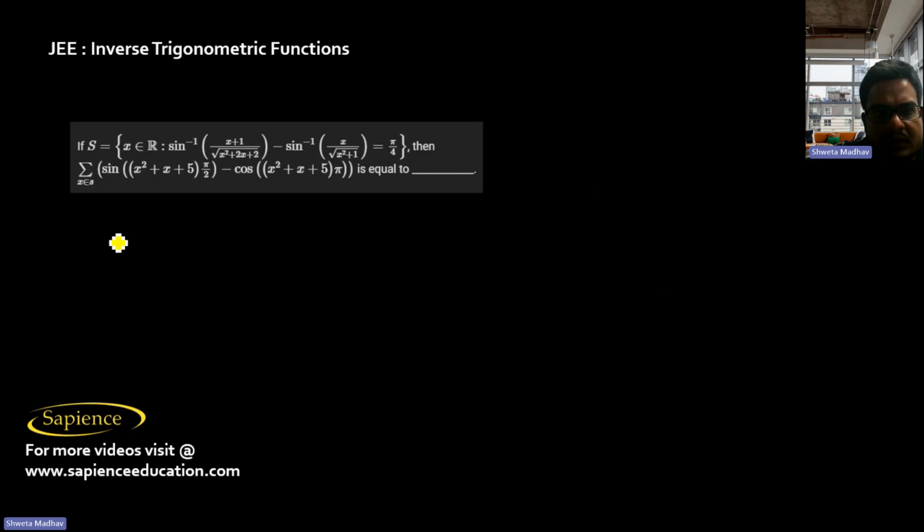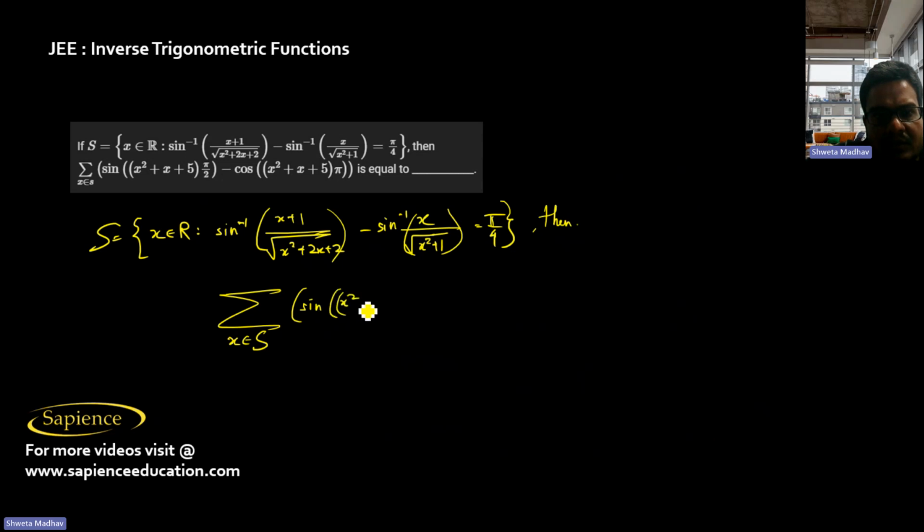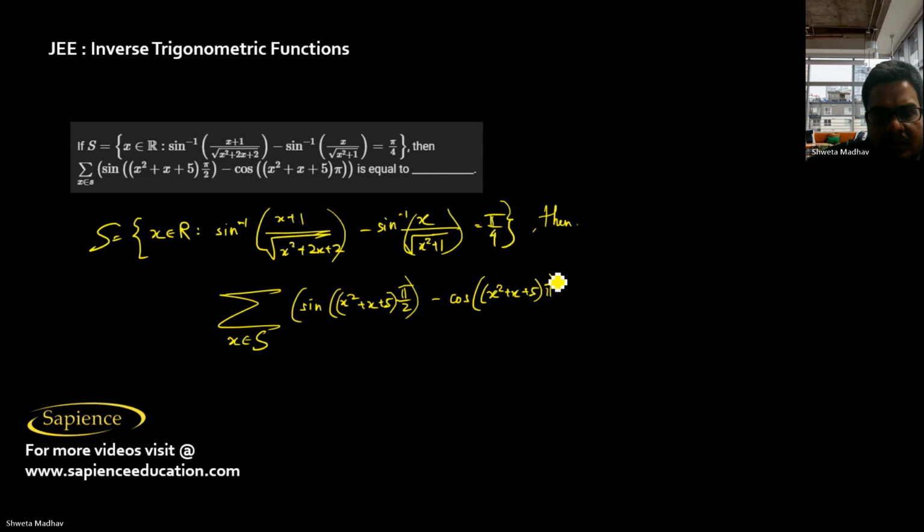Then here it is told if S is the set of all those x belongs to R, such that sine inverse of x plus 1 by square root of x square plus 2x plus 2 minus sine inverse of x by square root of x square plus 1 is equal to pi by 4, then summation of all those x belongs to the set S, sine of x square plus x plus 5 into pi by 2 minus cos of x square plus x plus 5 into pi, is equal to how much? That we have to find out.